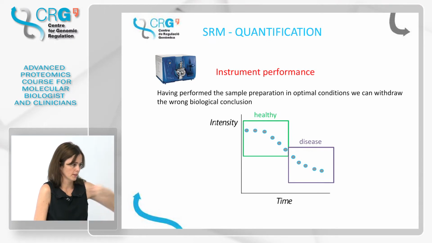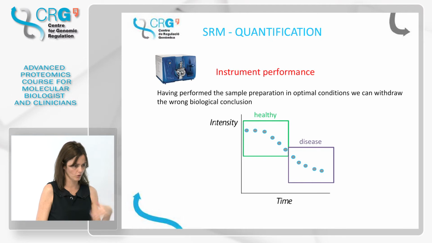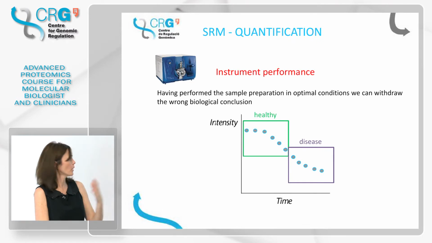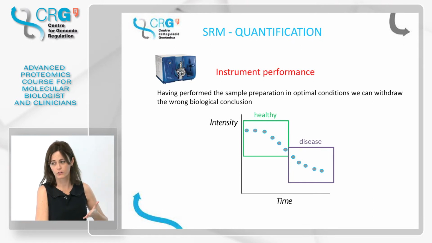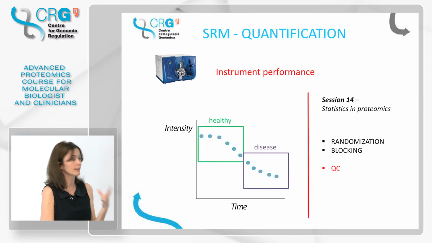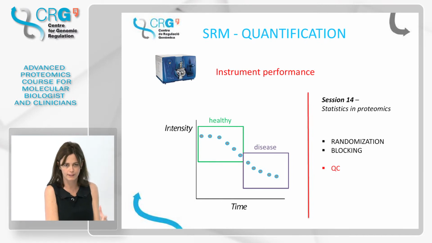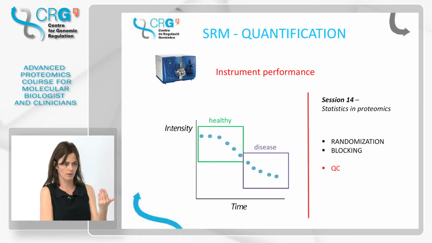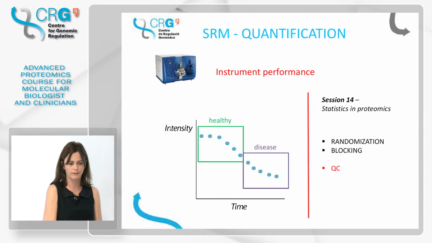But the instrument can slowly, in months, lose sensitivity, or from today to tomorrow, you get a charge effect inside the instrument and it drops. So it's always monitoring this. Because if you happen to measure first all your healthy patients and then your disease patients, of course you're going to get the wrong conclusions. But this also affects the experimental design. You can never do first all the healthy and then all the disease. Okay, this is going to be one of the topics tomorrow in the experimental design and statistics. But these are the things to take into account when you are doing quantification.